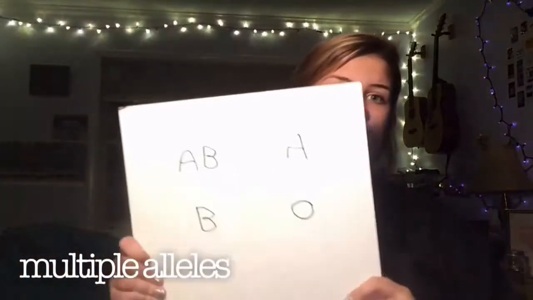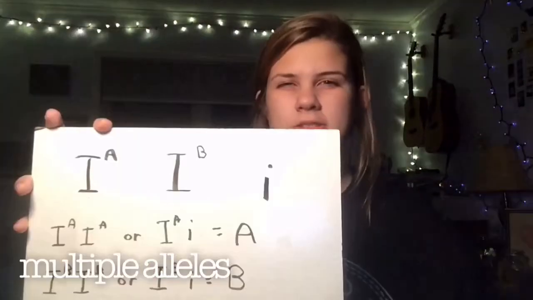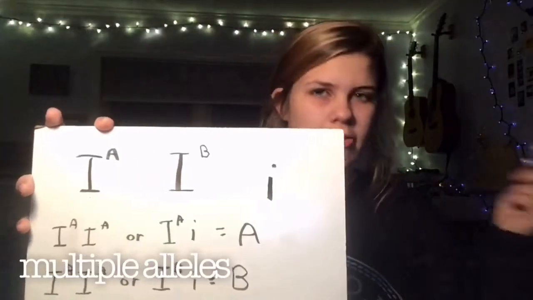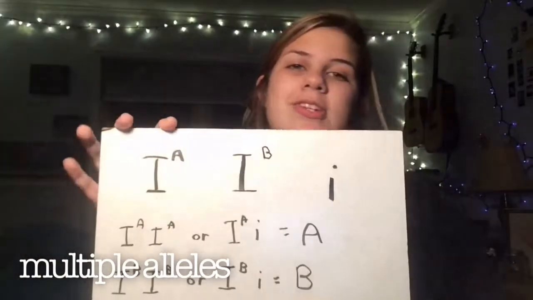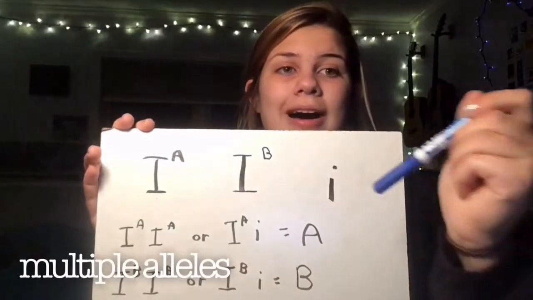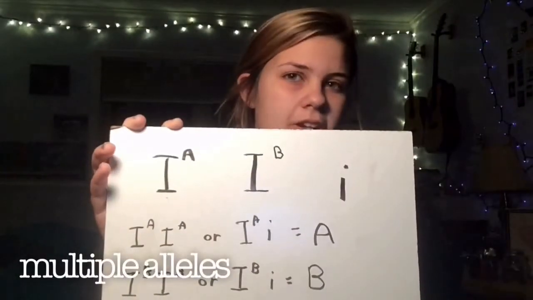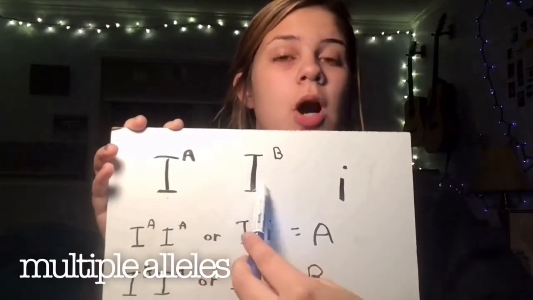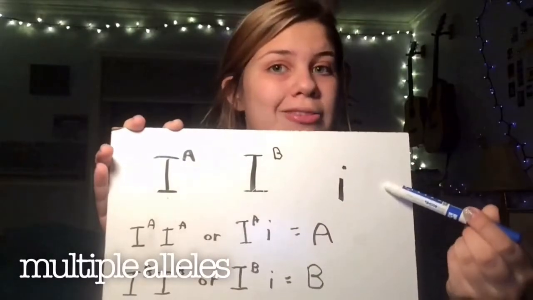For this, 3 or more forms of a gene can occupy the same place, but only 2 alleles can be present. An example of this would be blood type, where as you can see, there are 4 different blood types. And it's called multiple alleles because there are multiple alleles. As you can see, there's a big IA allele, big IB allele, and then the little i allele. And with inheritance patterns, these two are dominant, while the little i is recessive.